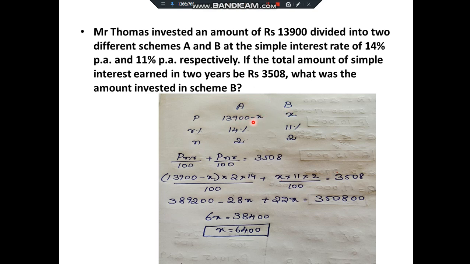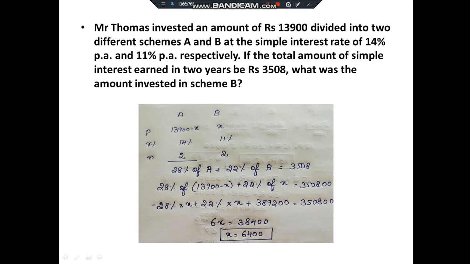So better you just read the question and find where the question is. Here the question is for the principal for scheme B, so better keep x as scheme B. Now you just substitute the values. PNR by 100. There the hint was that one interest is equal to another interest. Here they have given the total amount of simple interest is 3,508. So just simply PNR by 100 plus PNR by 100 is equal to 3,508. Just substitute the values, you get x is equal to 6,400. So this is the basic approach. I hope you understood. Now we'll go with the shortcut.